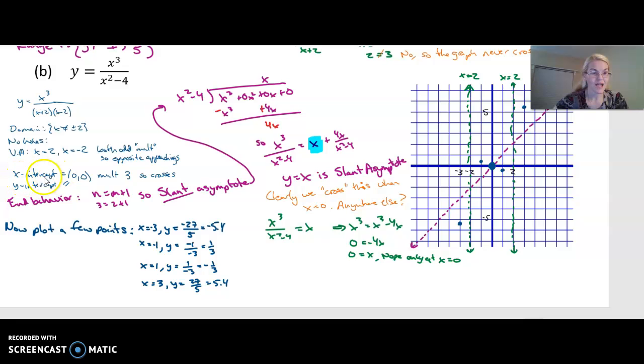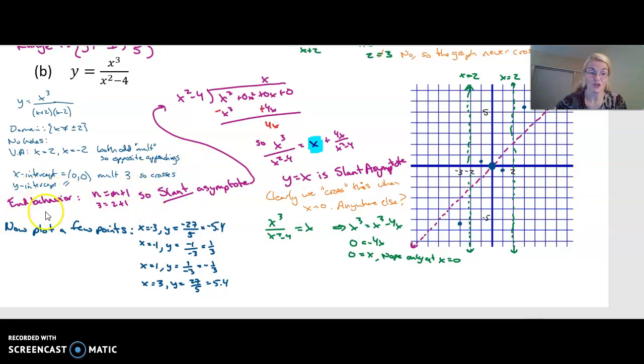And then your x-intercept, right, where do you have 0 in the numerator? At 0, 0. And so that's your y-intercept. So I put a nice big y and x-intercept right there at 0, 0. It's got multiplicity 3, so it's going to cross, and it's going to cross kind of like a cubic, right? Either like this or like this, depending on which direction it's coming from.